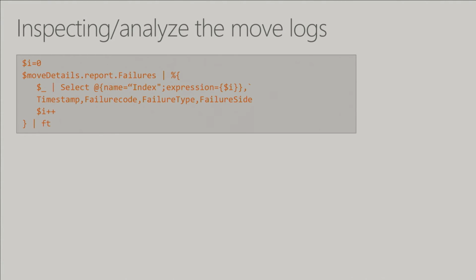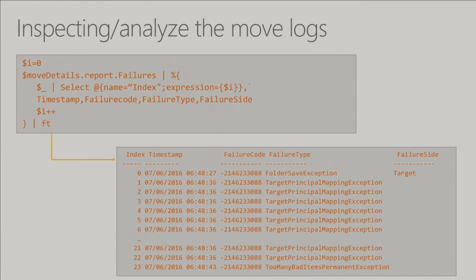So using this script, and again, I'm not going to go through the script. It's not really a script. It's a one-liner, if you will. But you're basically going into the move details. You're going into the report, and the report part of that move request statistics has a lot of information. In this case, we're taking a look at the failures that happened, and we're asking the service, OK, now give me all the failures that you encountered during this mailbox move. List it in a table that is humanly readable, and then you can go through there.